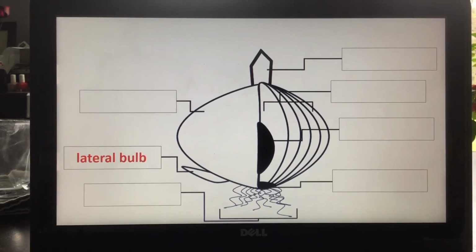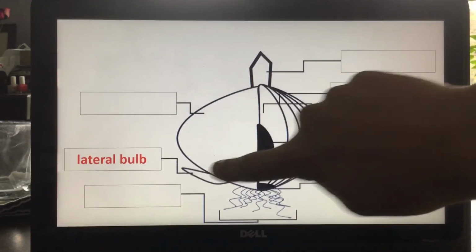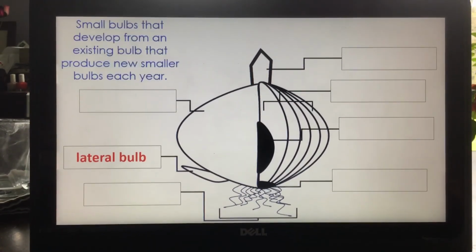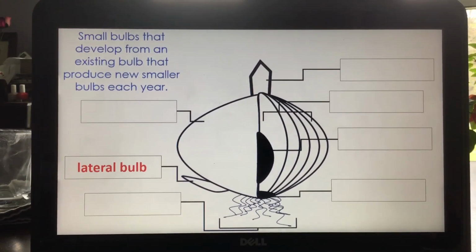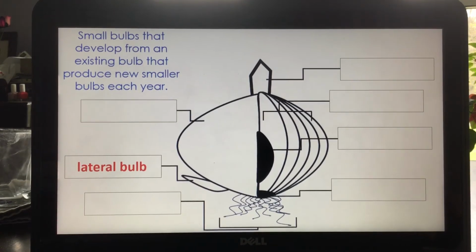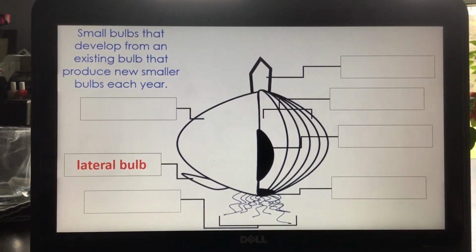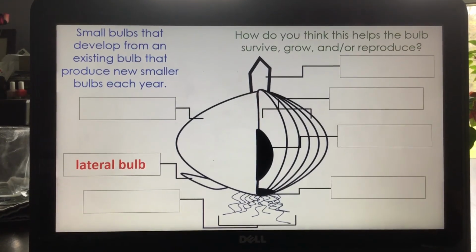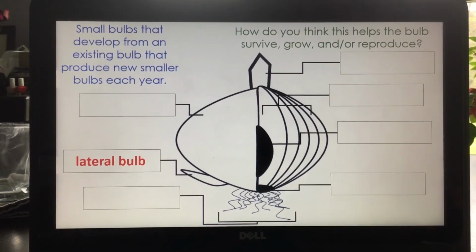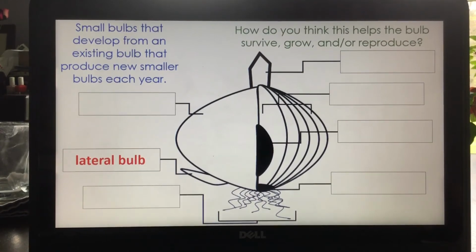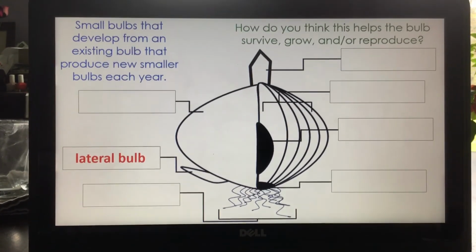The lateral bulb. It's this little offshoot of the bulb. It's small bulbs that develop from an existing bulb that produce new, smaller bulbs each year. So is that survival, growth, or reproduction? It's another form of reproduction. It can make more plants for you.